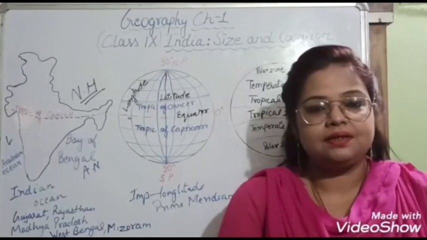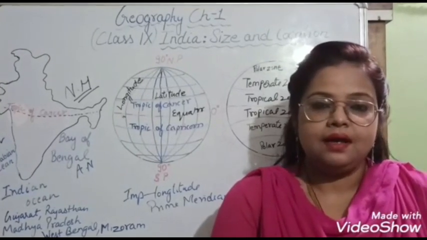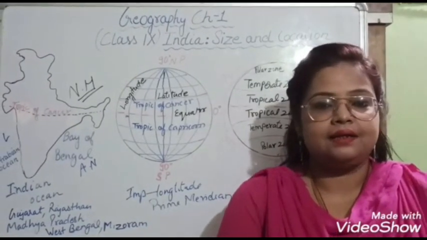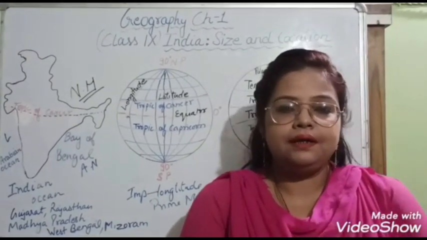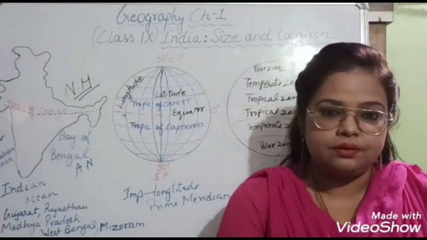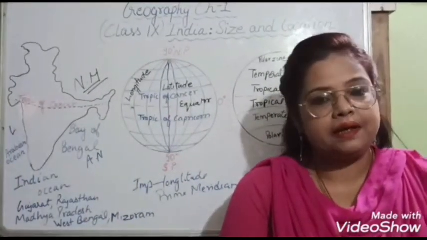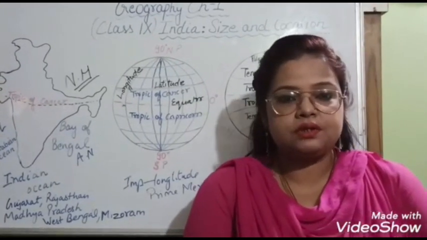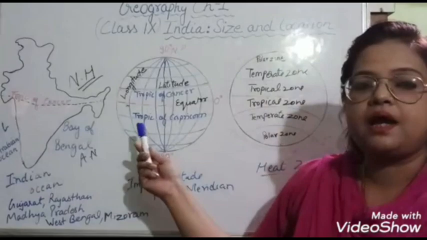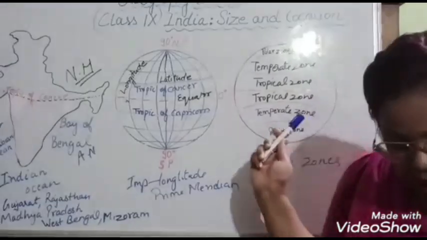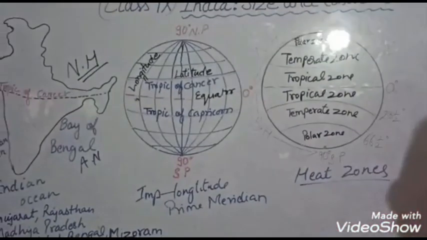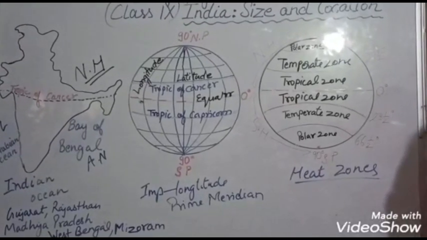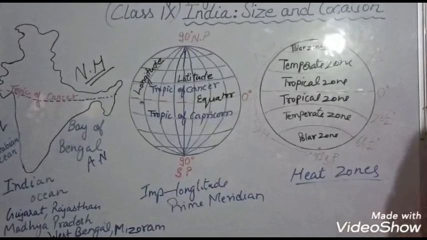Hello students, welcome again, and today we will be doing Geography class 9th chapter 1, India: Size and Location. So children, before we begin describing this chapter, I want you to just go through these diagrams I have made here, and see them very carefully and try to understand what I will be teaching you.